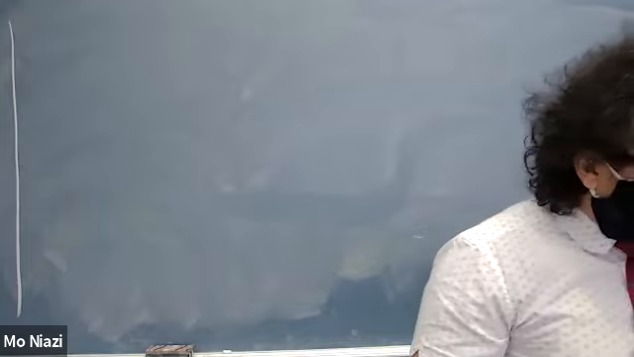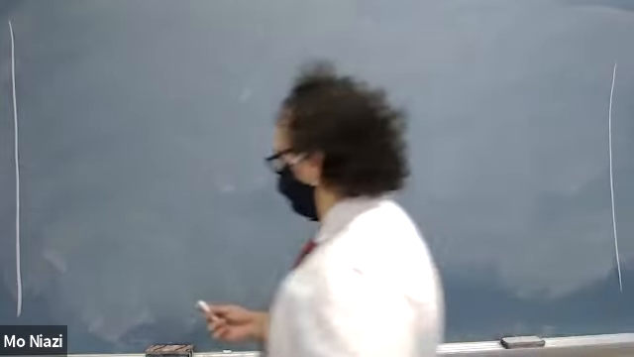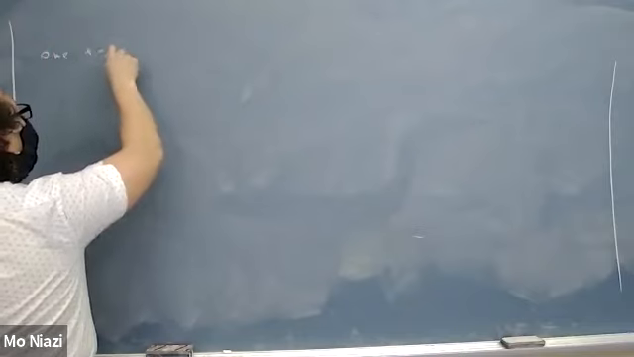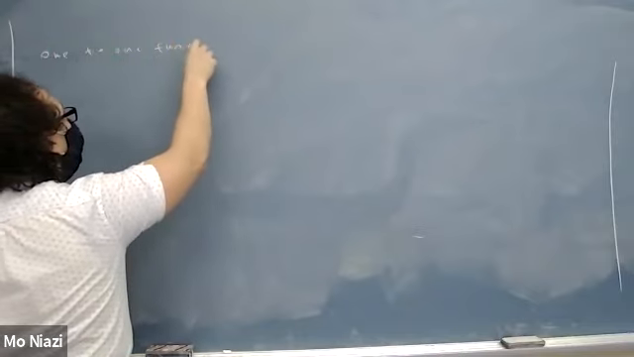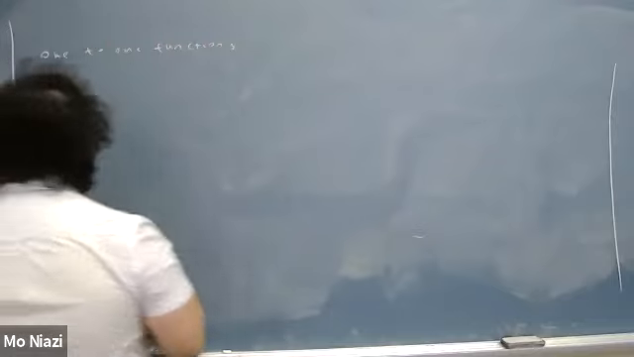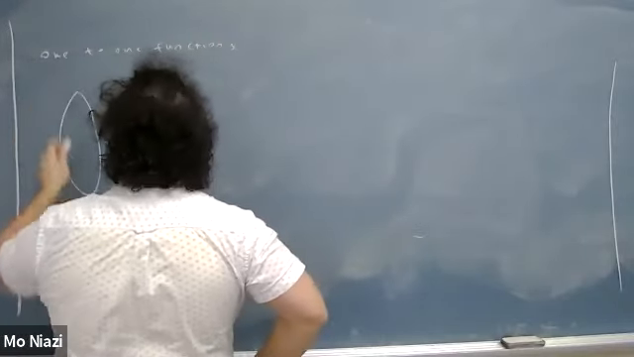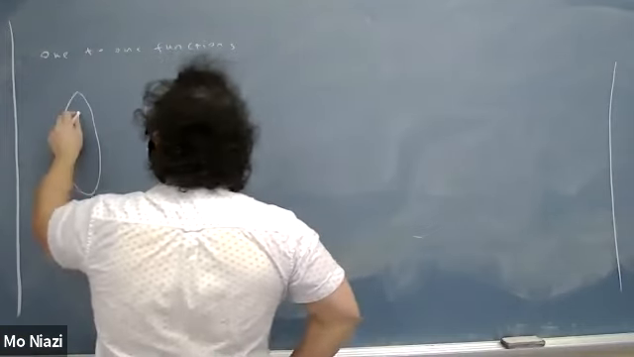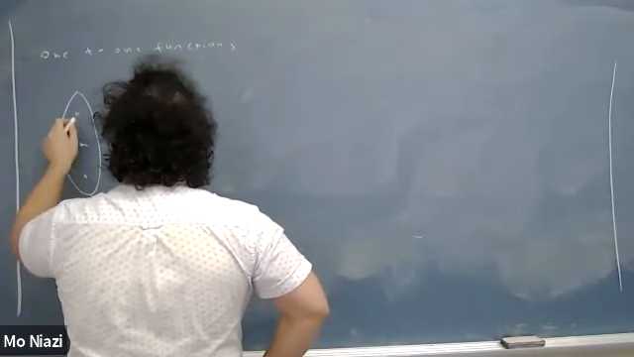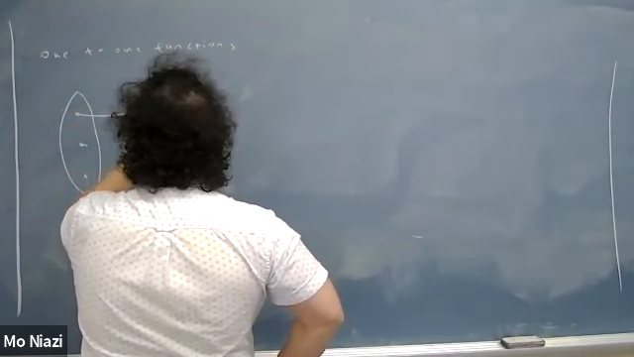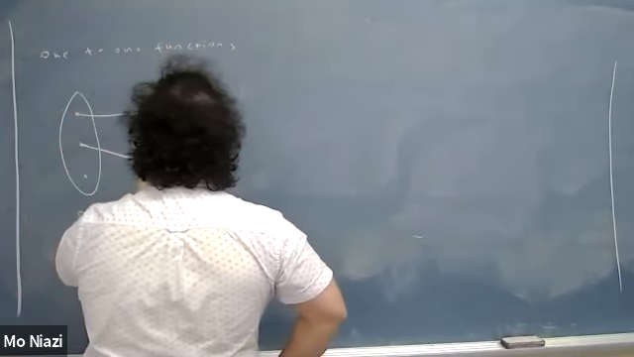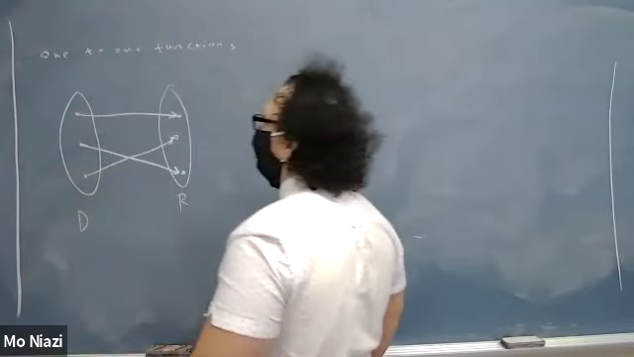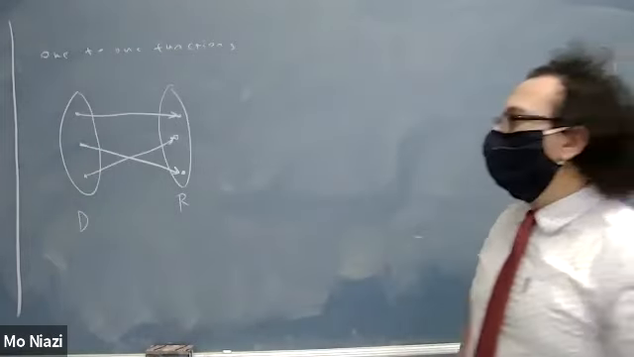Let's talk about one-to-one functions, okay? Abstractly, if you have a domain D and a range R, a function is one to one if every element in the domain maps to one element in the range. This is one example of a one to one function.